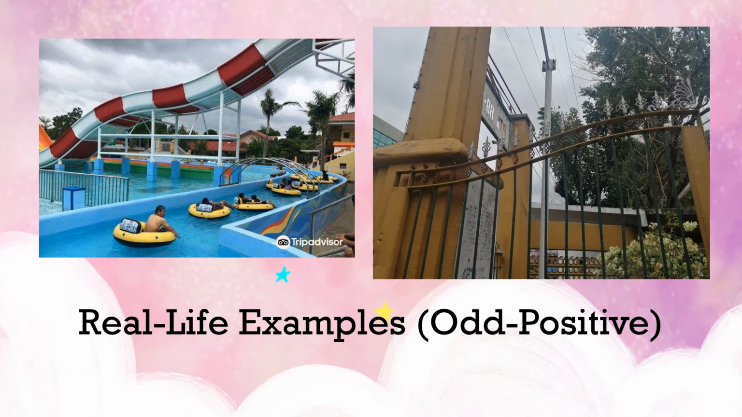So we have here the real-life examples of odd positive polynomial functions. If you can recall, this is from the Waterworld. So the slide rises to the right and falls to the left. And the other is from the Iloilo City National High School gate.